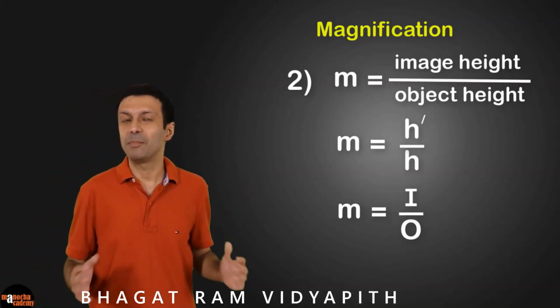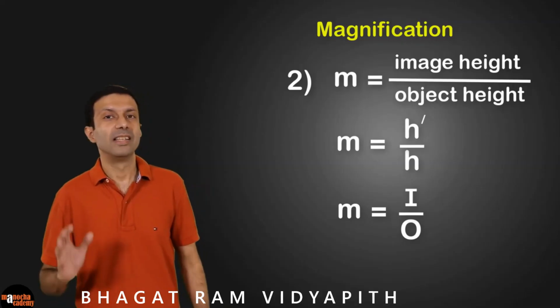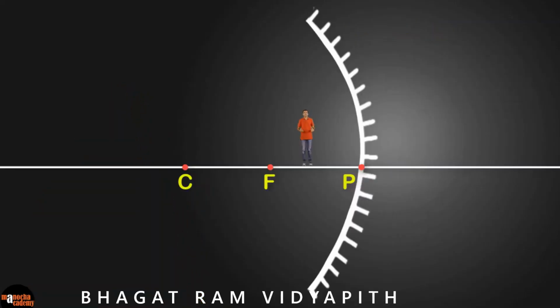Now let's understand magnification with the help of a simple example. Let's say I am standing in front of a concave mirror. Here I am the object and let's say my height on your screen is 4 centimeters.